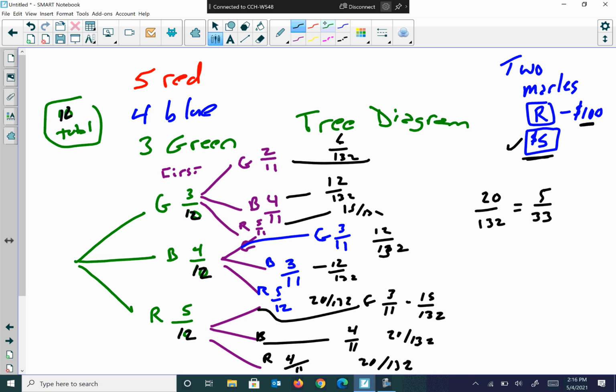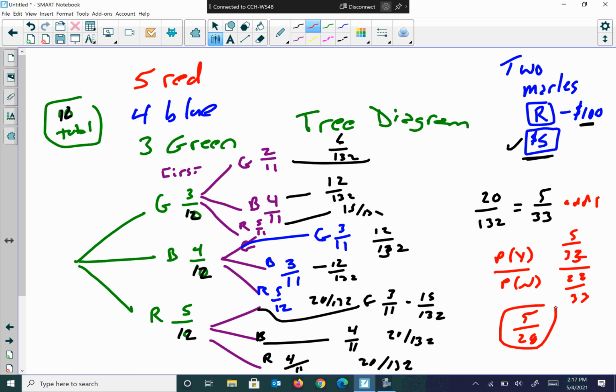So let's go back to what we had talked about the other day. Let's talk about the odds of this happening. You're going to do the probability of yes over the probability of no. And that's going to give me our odds. So I have 5 out of 33 over 28 over 33. So that means I have a 5 in 28 chance. My odds are 5 to 28, meaning if I bet $5 to win 28.